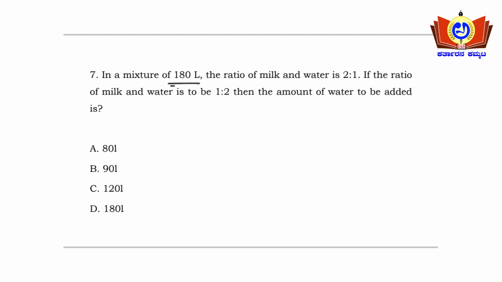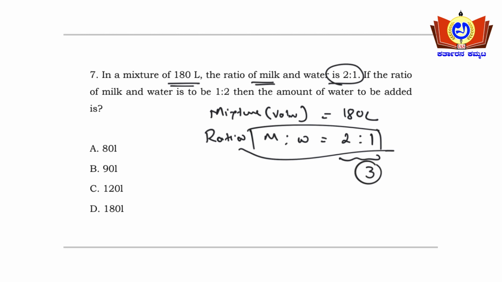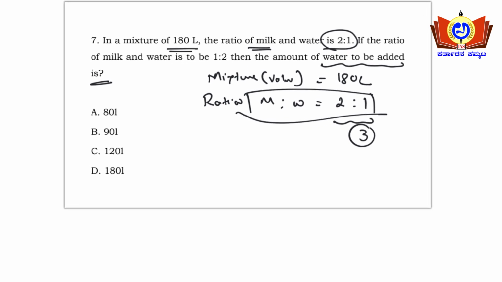In a mixture of 180 liters, the ratio of milk and water is 2:1. Okay, what they have given is the mixture or total volume, that is 180 liters, right? So the ratio of milk to water is 2:1, so the total will be 3 parts. In 3 parts, 2 parts is milk and 1 part is water. The first question states that if the ratio of milk and water is to be 1:2, then the amount of water to be added is, so the new ratio they are telling, right? If the ratio is this much, how much water needs to be added? See, in the next page I'll be solving here.